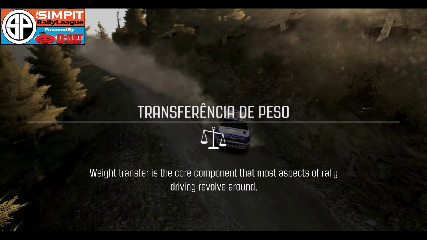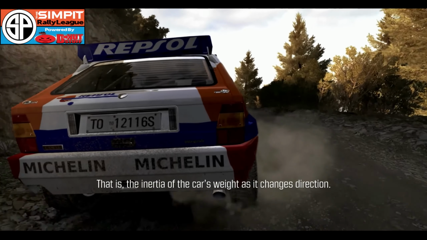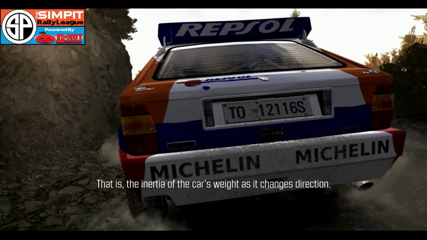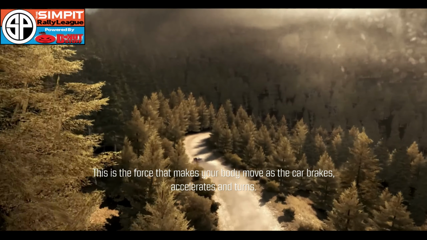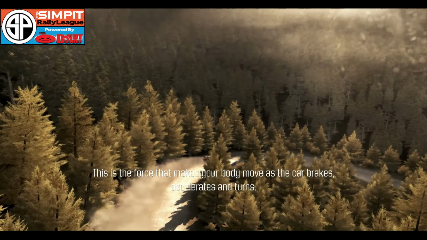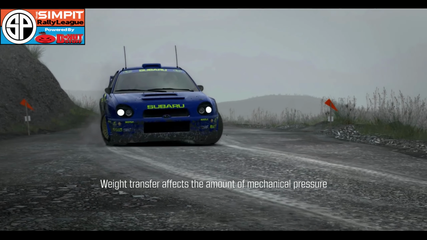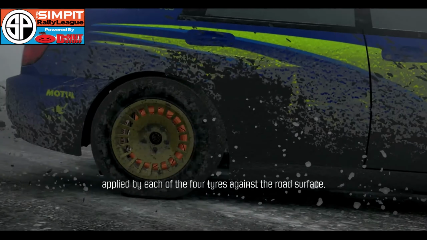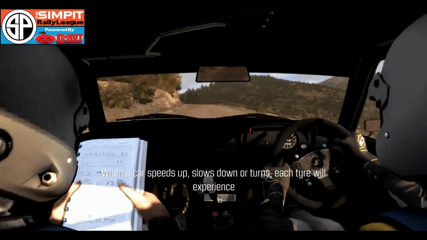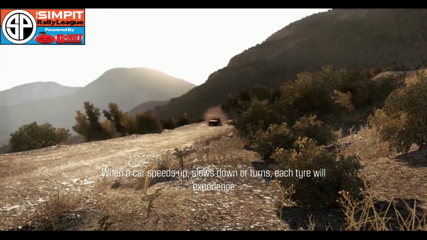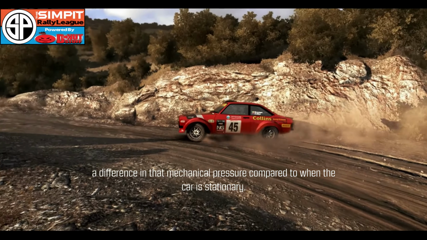Weight transfer is the core component that most aspects of rally driving revolve around. That is, the inertia of the car's weight as it changes direction. This is the force that makes your body move as the car brakes, accelerates and turns. Weight transfer affects the amount of mechanical pressure applied by each of the 4 tyres against the road surface. When a car speeds up, slows down or turns, each tyre will experience a difference in that mechanical pressure compared to when the car is stationary.